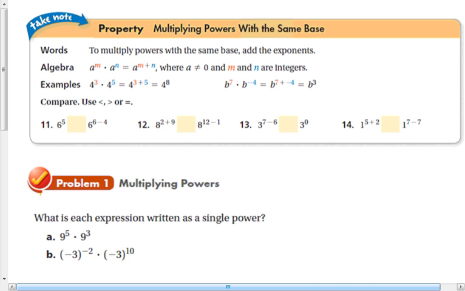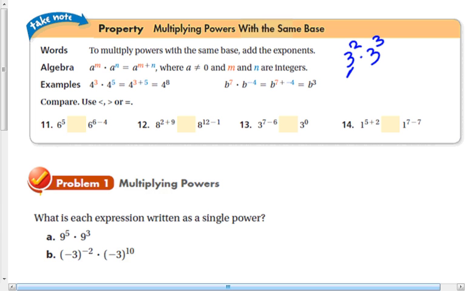All right, here's the rules we're going to use. When you're multiplying powers with the same base, you add the exponents. Just to give you a quick reasoning for that, let's say we have 3 to the second and we want to multiply that by 3 to the third.